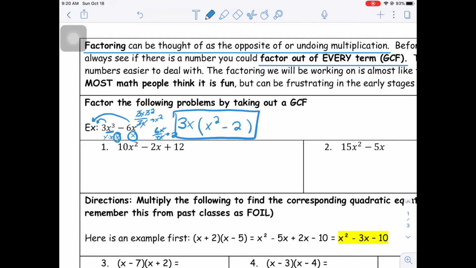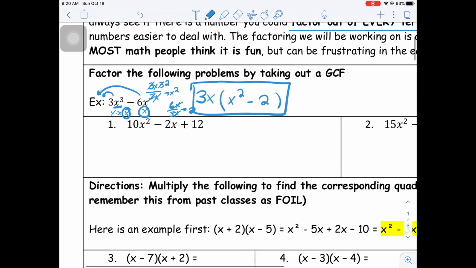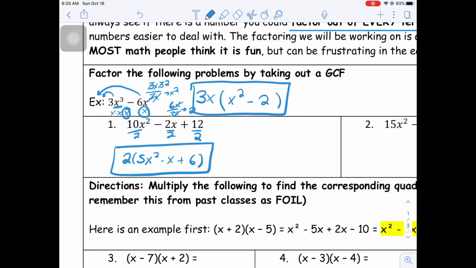Okay, let's take a look at the next one. In the next term, just factoring a greatest common factor here, we have 10, 2, and 12. X does not resonate in all three, so we can't pull out an x. But it looks like 2 would come out of both of those, so we divide each of these by 2. So it's going to be 2 times 5x squared minus x plus 6. And that would be our answer for pulling out the greatest common factor.